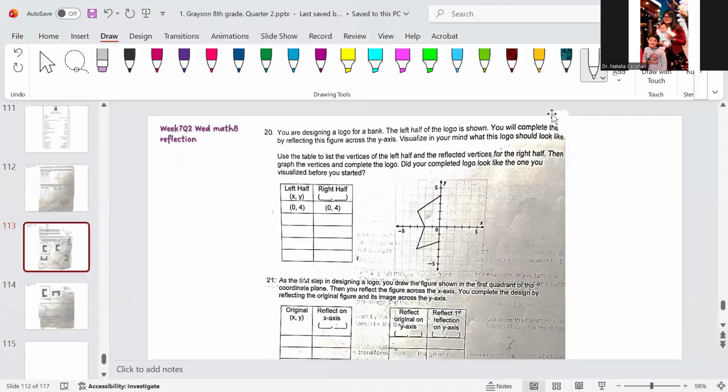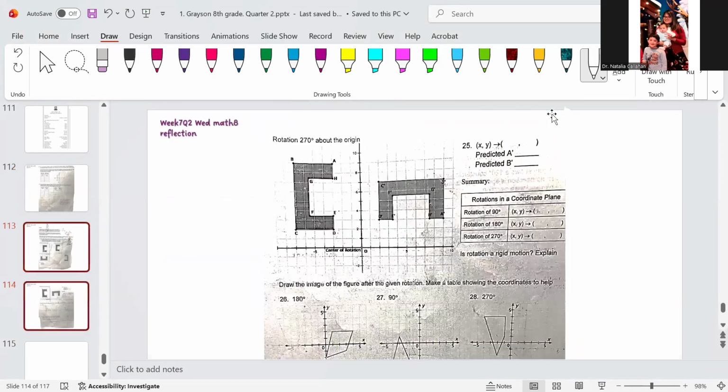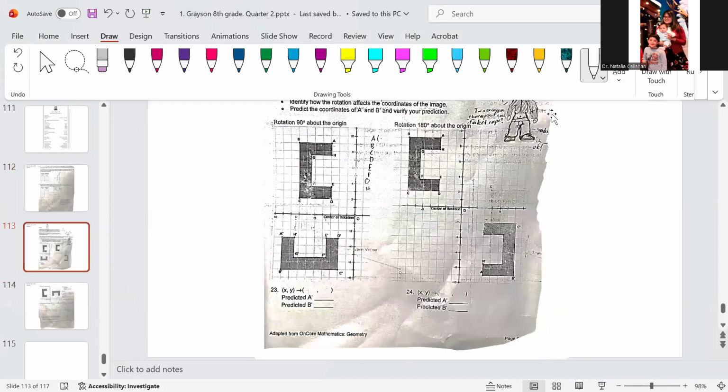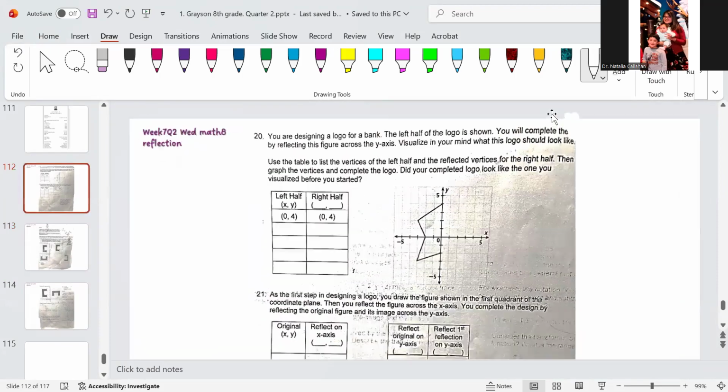All right, so we're gonna do Wednesday for this, and this is gonna be on reflection and then rotation, correct? Yeah. What page is this? This is page 9. Are we starting with page 8? Yeah, we are. All right, go ahead and read number 20.